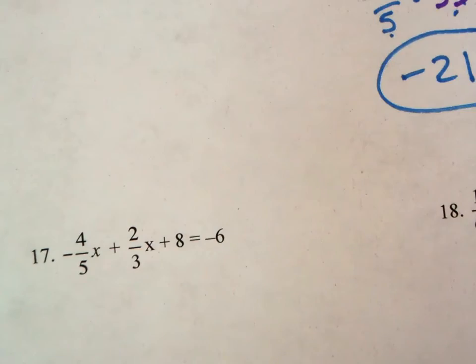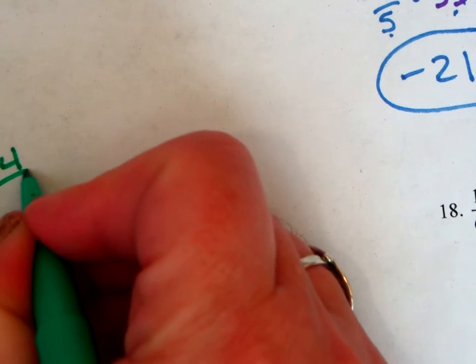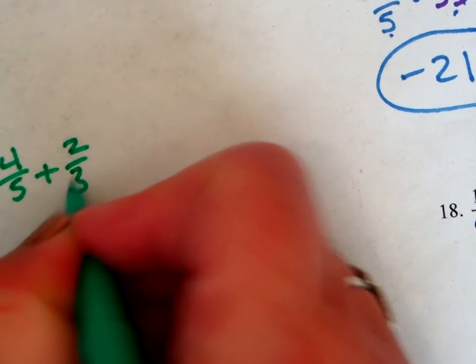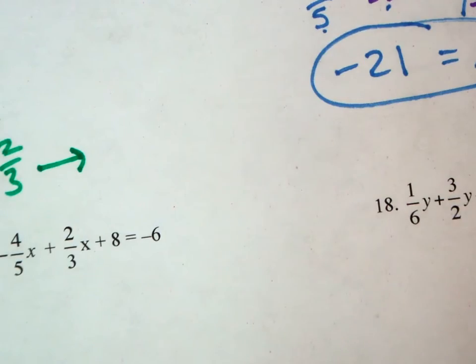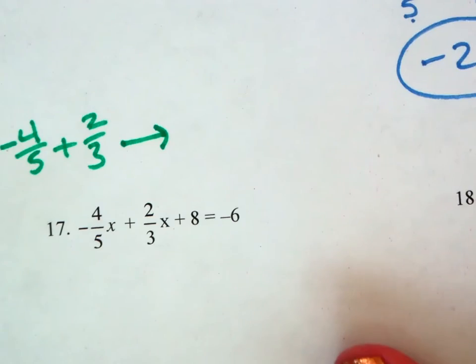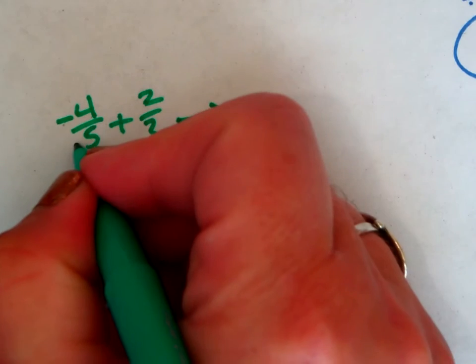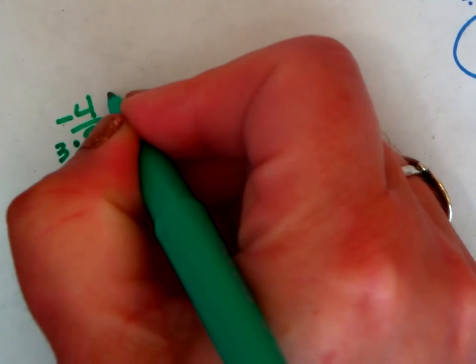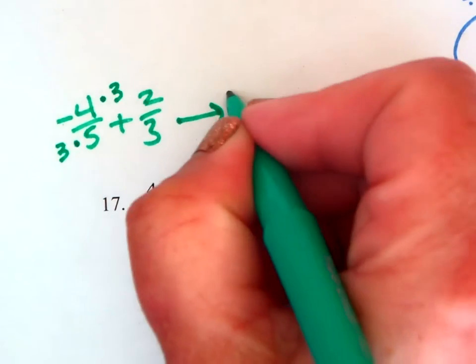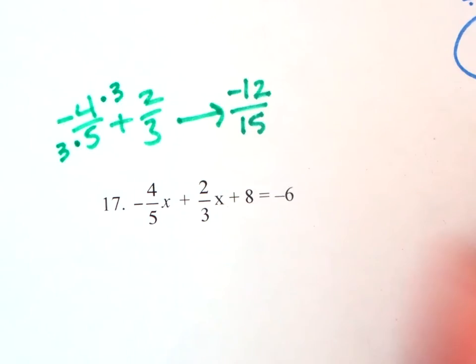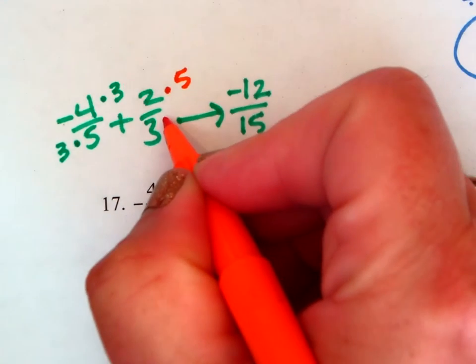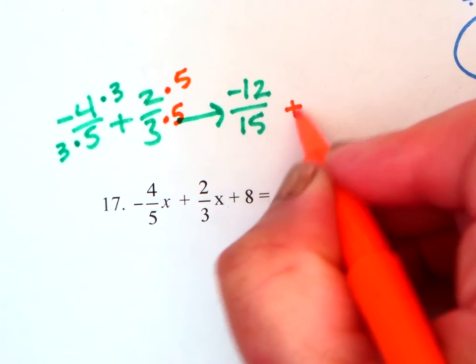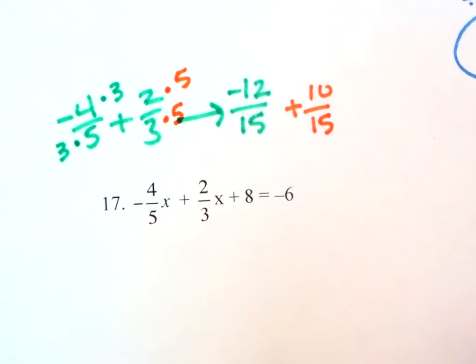Okay, so when we add fractions, so I'm going to have to do this negative 4/5 plus 2/3. Remember that when we add fractions, we need to have a common denominator. So in this case, my common denominator will be 15. So I'm going to multiply by 3 and 3. So negative 12 over 15. And in this case, I'm going to multiply by 5 over 5 to make that 15. So plus 10 over 15.